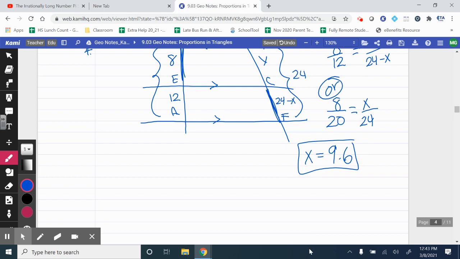So same idea as with triangles, but using the 3 parallel lines to do it a little bit differently, but same concept. And that is it for today.